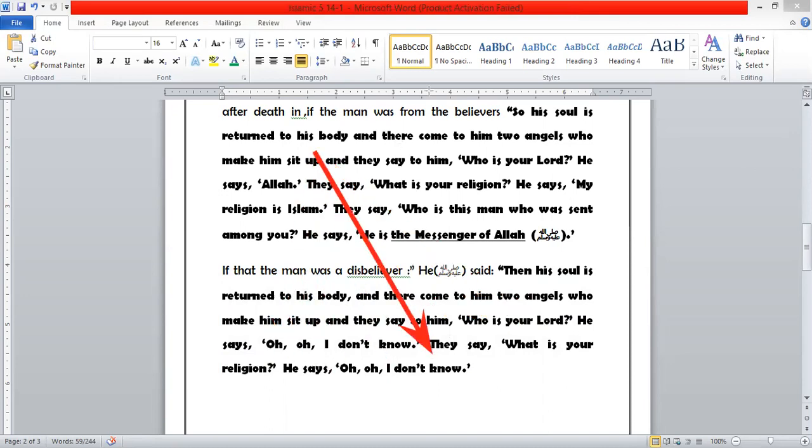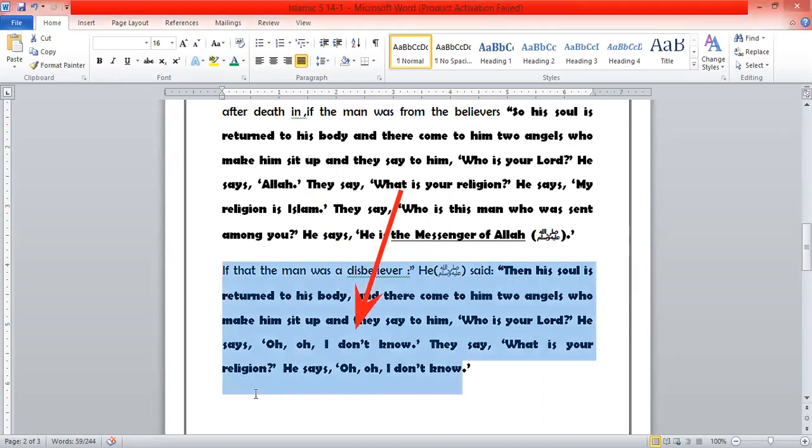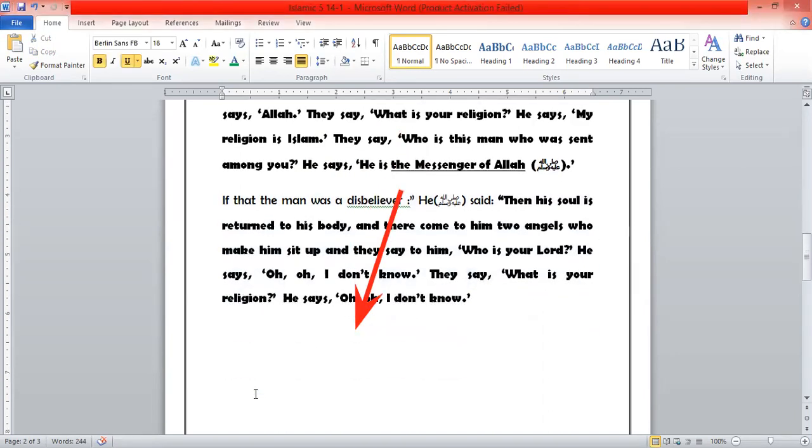So you see, the Muslim will give the answer to all the questions. But the non-Muslim, the disbeliever who doesn't believe in Islam, has nothing to answer. And that's why Allah has nothing for him or her to give.